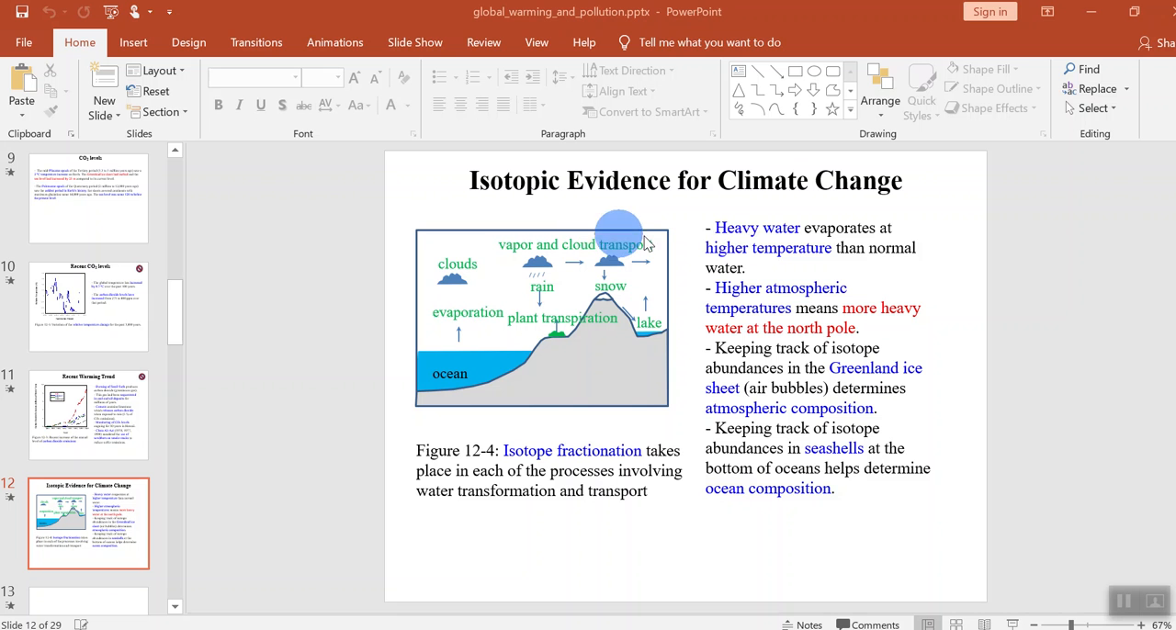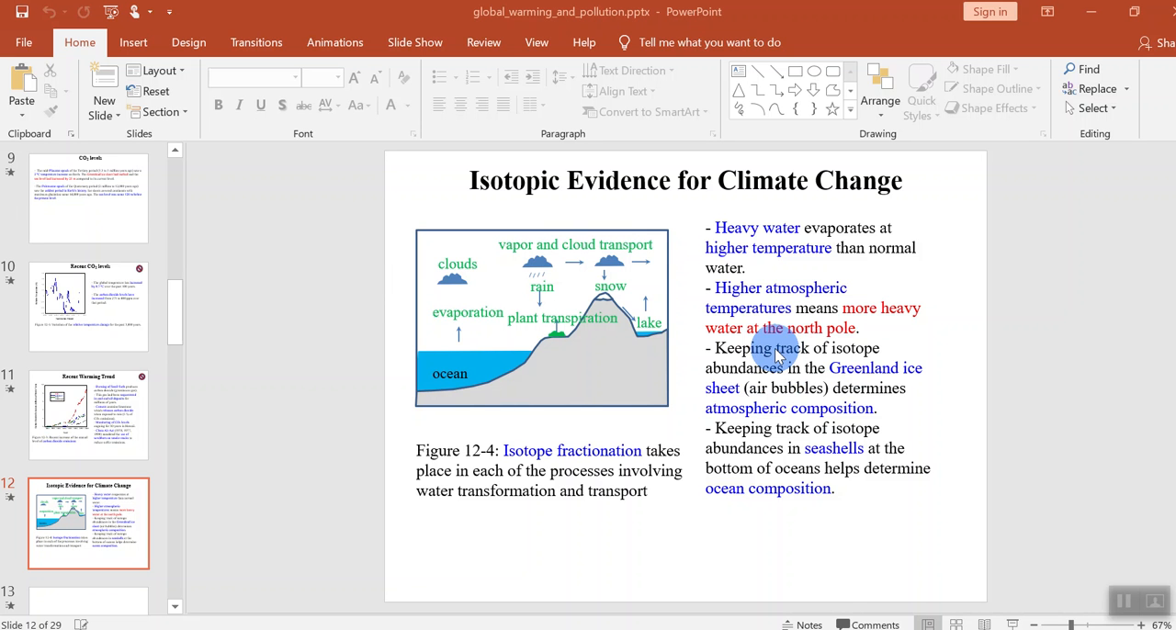And then isotopic evidence for climate change. Okay, so we know that water boils at 100 degrees C, while heavy water containing deuterium instead of hydrogen boils at a higher temperature, at 101.4 degrees C. What does it mean? It means when it's warmer, there is more heavy water moisture in the atmosphere, higher temperature. Okay? So keeping track of isotopic abundances in the Greenland ice sheet keeps track of temperature.